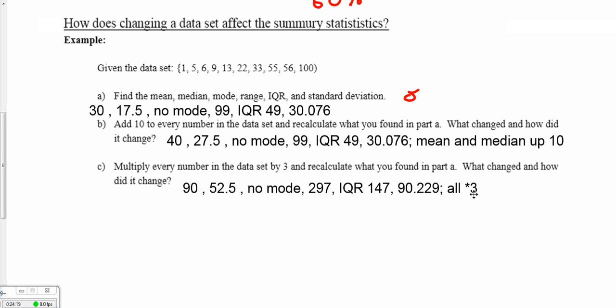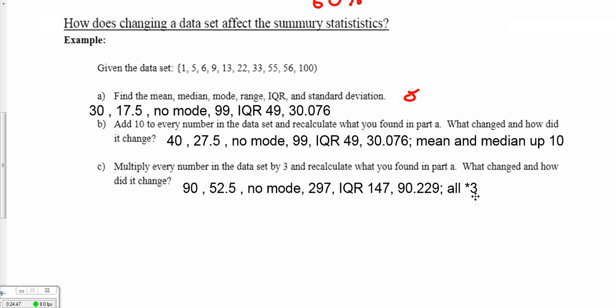Now why did it change that all of these were multiplied by 3 and only these two went up by 10? Well, if everything goes up by 10 together, not a whole lot changes. Just our average and the middle ones. The range, everything is still in the same area. Everything is going to be the same amount away from our middle piece. All of the modes, everything else should stay the same as long as everything goes up by the same amount.